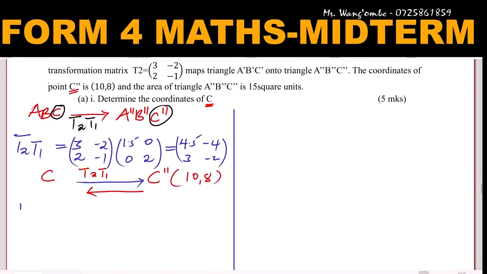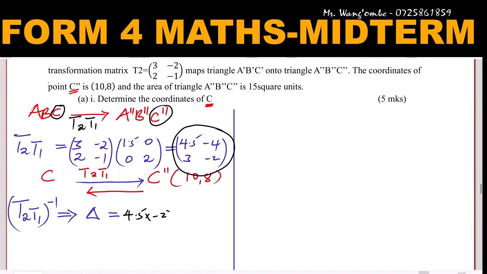So we get the inverse of that. Write it as T2, T1, the inverse of that. To get the inverse of a 2 by 2 matrix, we start by getting the determinant first. The determinant of this particular matrix: this is the matrix, so it will be 4.5 multiplied by negative 2, then subtract negative 4 times 3. So this one will give negative 9 plus 12, and this will give 3.